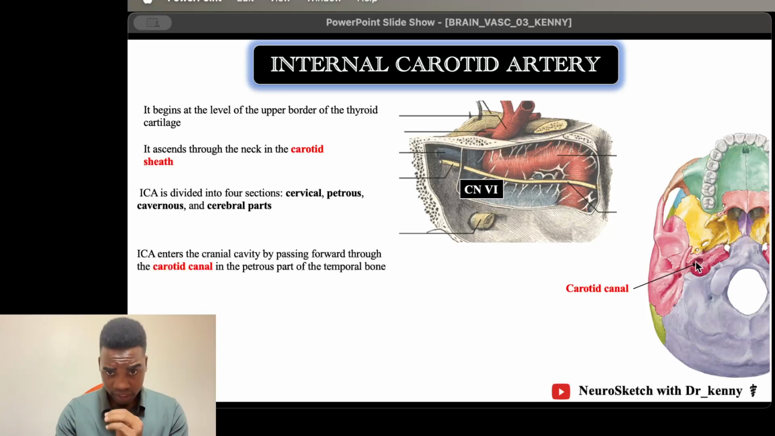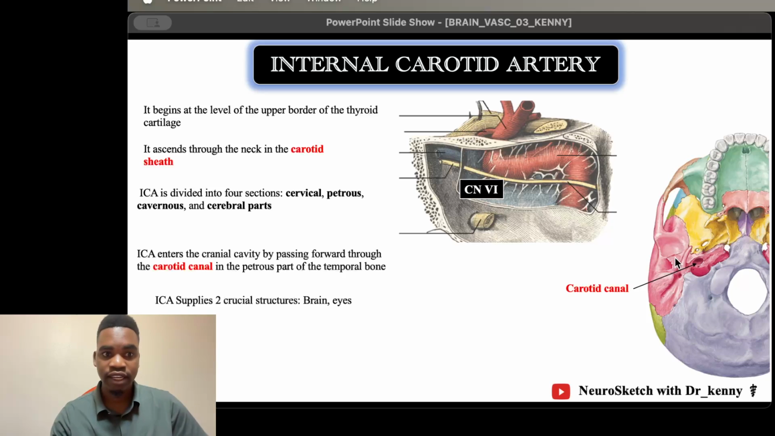The internal carotid artery goes through the carotid canal as it enters the cranial cavity. The carotid canal is something like a tunnel, so it has an external opening and an internal opening. This is the external opening of the carotid canal.